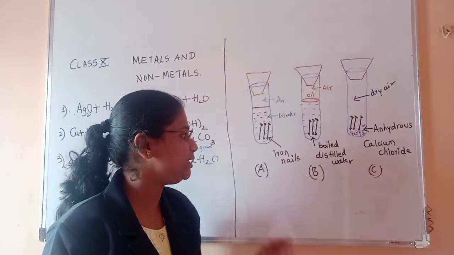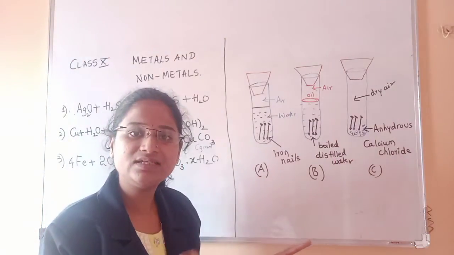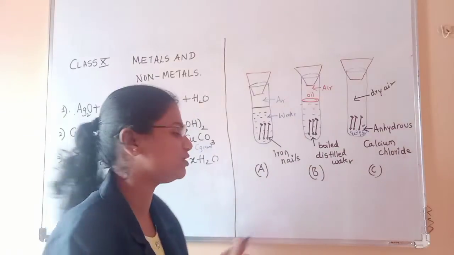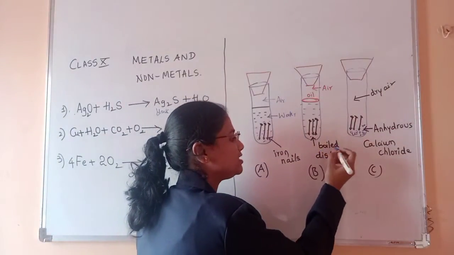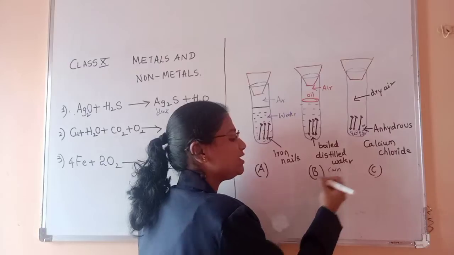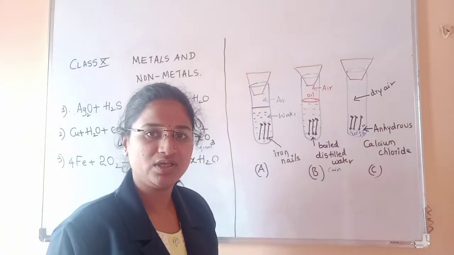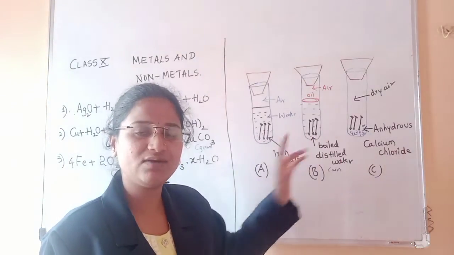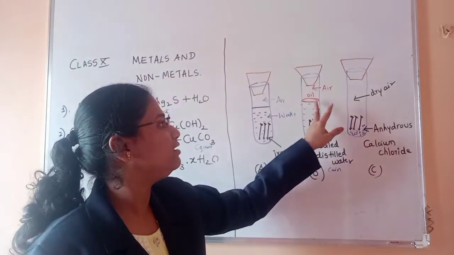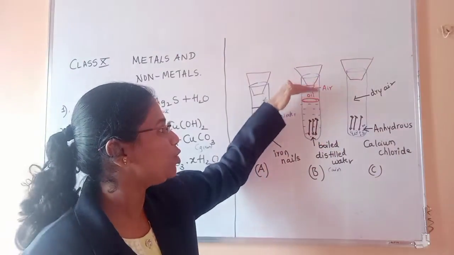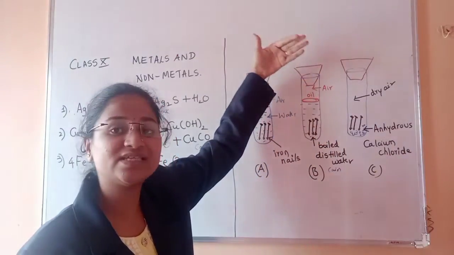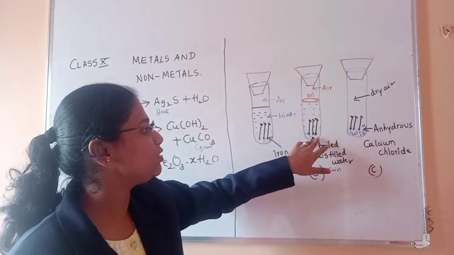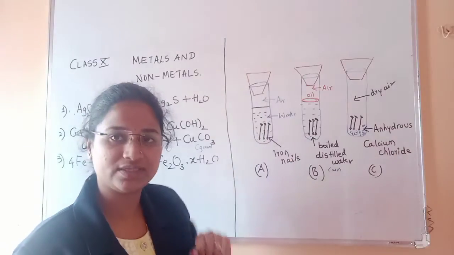In test tube B, we are taking water, but boiled distilled water. Why are we taking boiled distilled water? When we boil distilled water, the air dissolved in the water is also removed. So no dissolved air is present in the water. Then we put oil so that there is no contact with the air present outside. That is why the iron nail is only exposed to the boiled distilled water here.